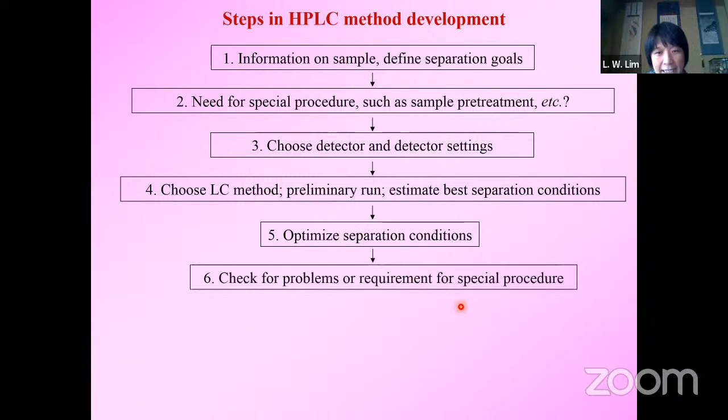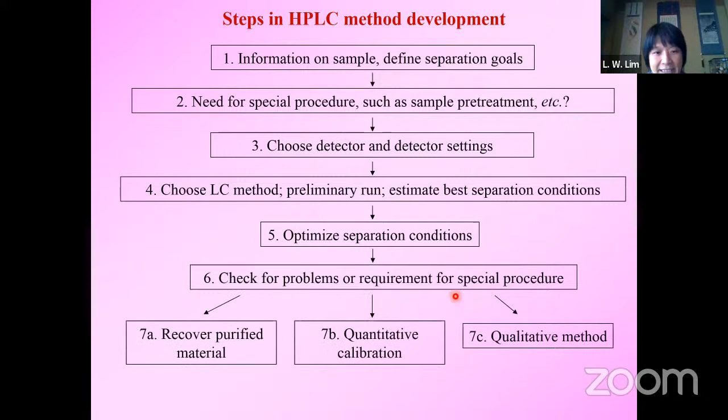Then, of course, you will have problems like peaks overlapping, and sometimes you have tailing, sometimes you inject the sample but there's no peak. Sometimes there will be something like this. Depending on your column or your eluent, usually we can improve by changing the eluent or by changing the detector wavelength.